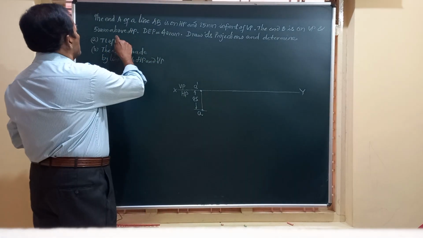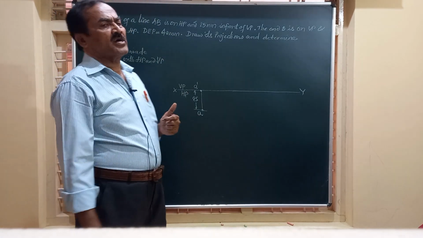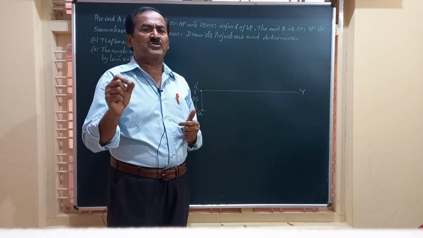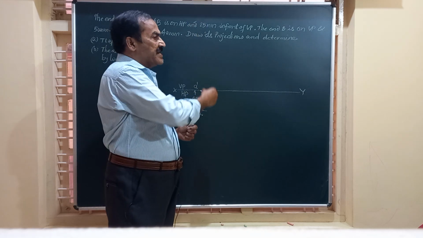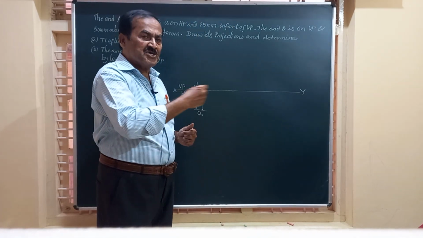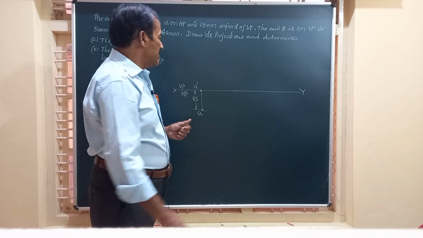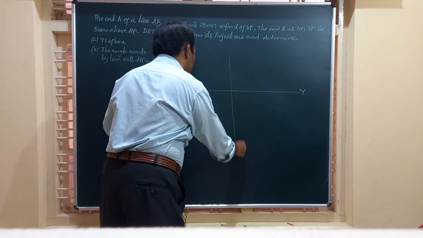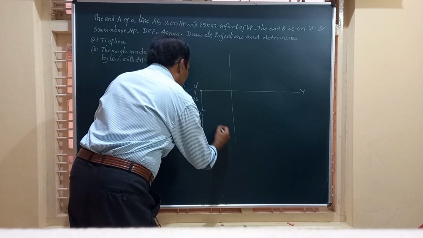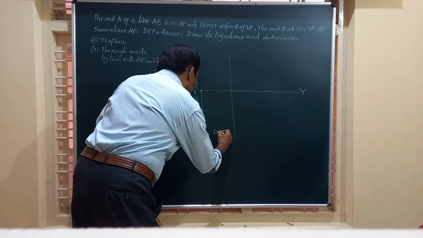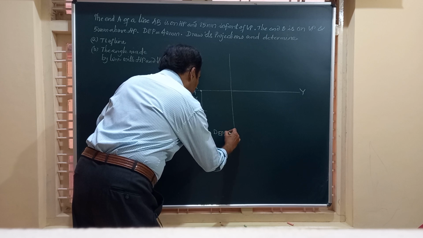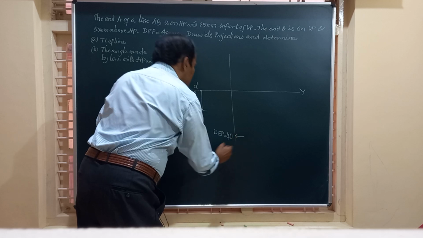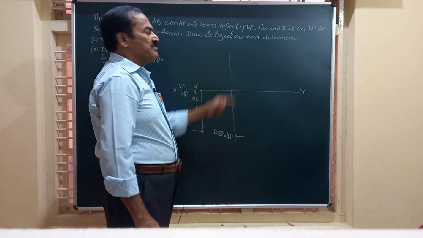Next, friends, the DEP is given to us. What is DEP? DEP stands for distance between end projectors, that is distance between A dash A and B dash B, measured parallel to XY. So, friends, I am going to draw a line here at a distance of 40 mm from A dash A. So I will say DEP is equal to 40. And friends, this is the distance between A dash A and B dash B.